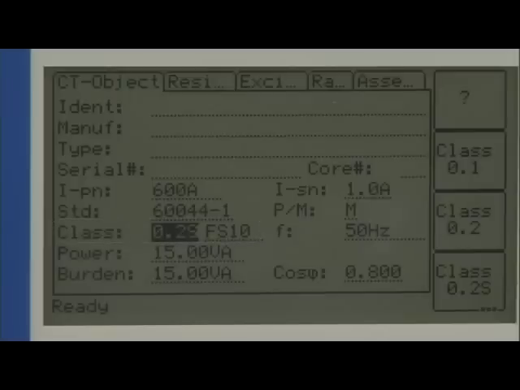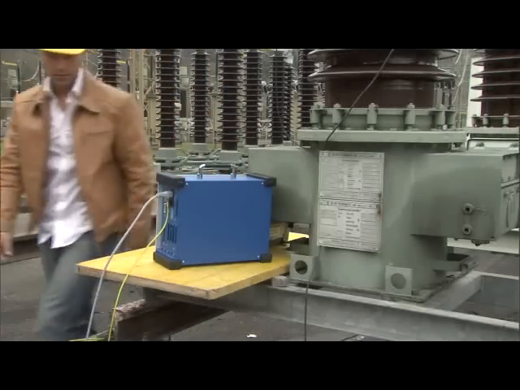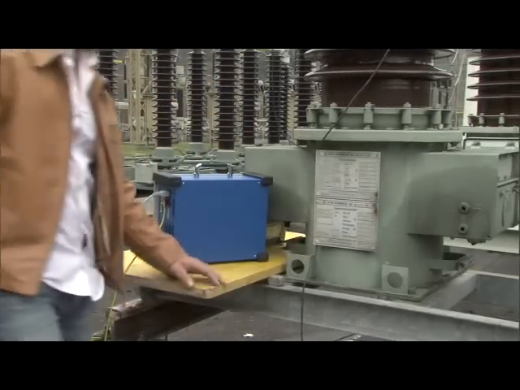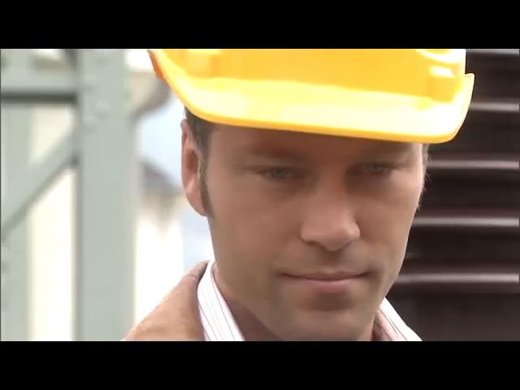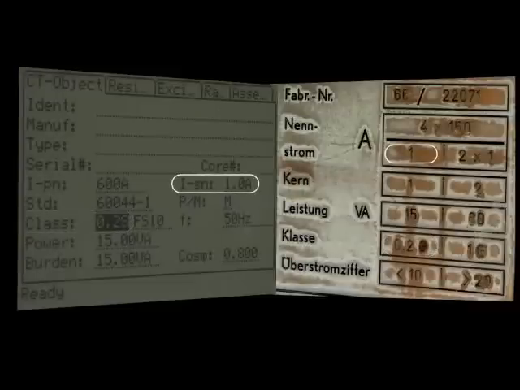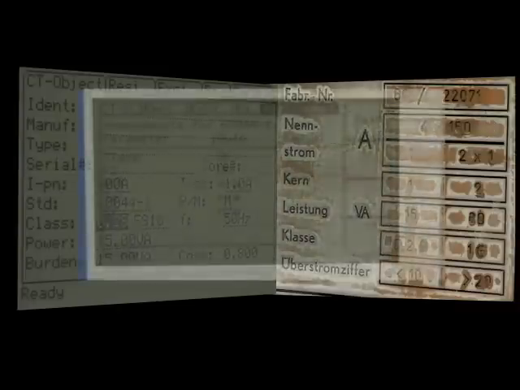From the winding resistance and the knee point, it has been determined that the CT is a measurement transformer with nominal secondary current rating of 1 amp. The comparison with the nameplate shows that the CT analyzer has assessed these parameters correctly. Class 0.2S, secondary nominal current 1 amp, primary current 4 times 150 amps, instrument security factor less than 10.